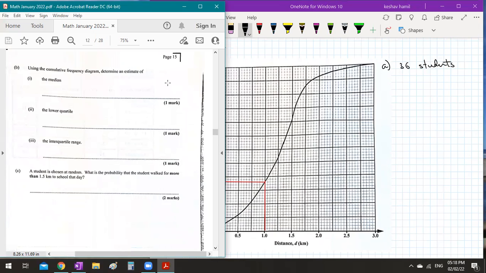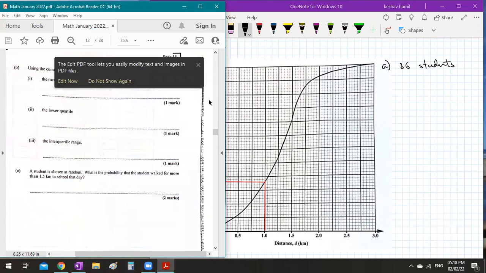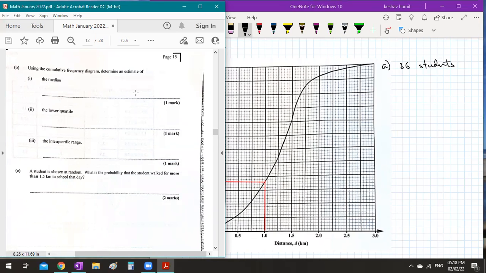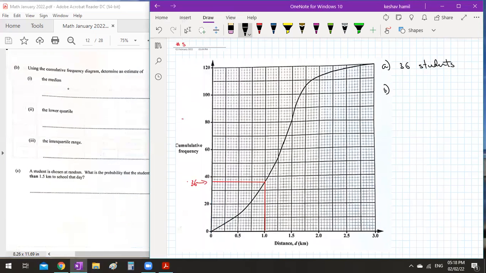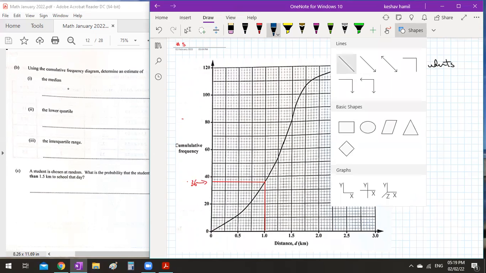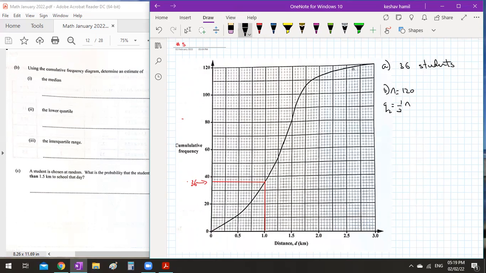Using the cumulative frequency diagram, determine an estimate for the median. Now, we have 120 students, which is n, and half of n will be the middle value. Right, so on the graph again, come across to where half of n would be, which is 60 students. And 60 is on this line here.